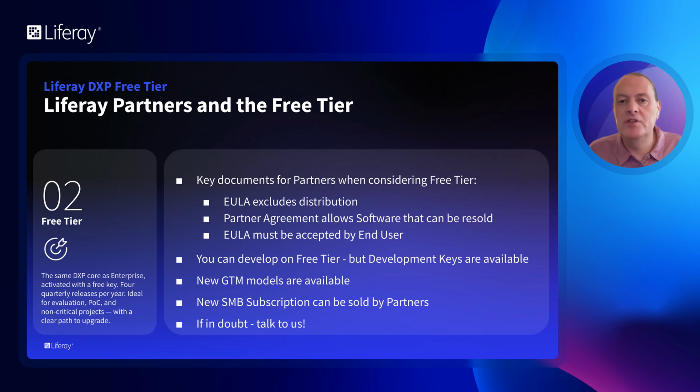The second important document is the Liferay Partner Agreement. What's important here is that the partner agreement limits partners to products that can be sold. So these are the products that are listed either in the price list for partners or the path for OEMs. And as you would expect, the free tier is not listed there. It's not listed in the price list or the path as it's not available for resale or distribution. And then finally on this point, the EULA needs to be accepted by the end user of the software. It can't be accepted by a partner on behalf of a customer.